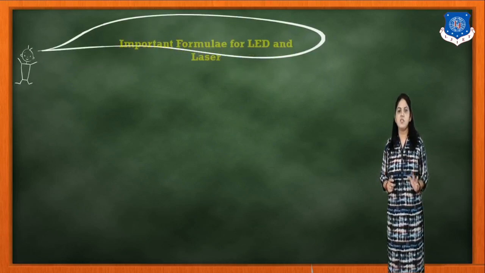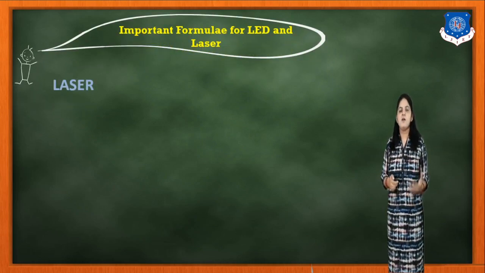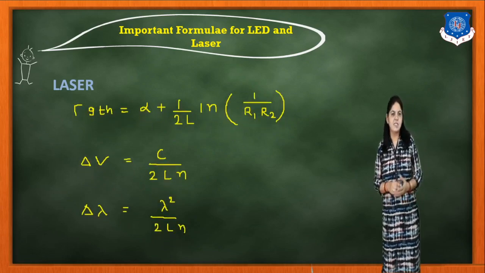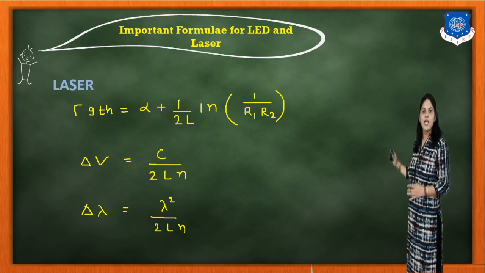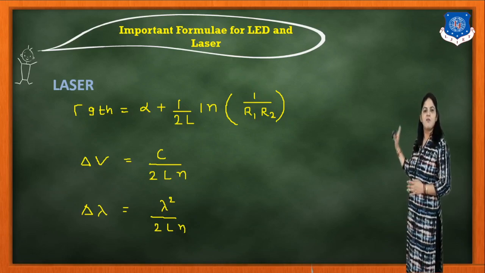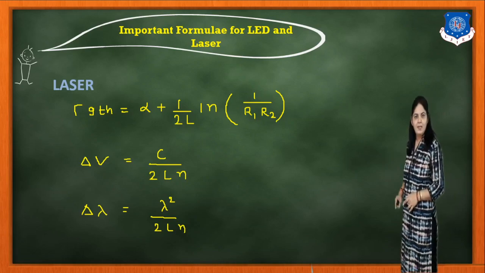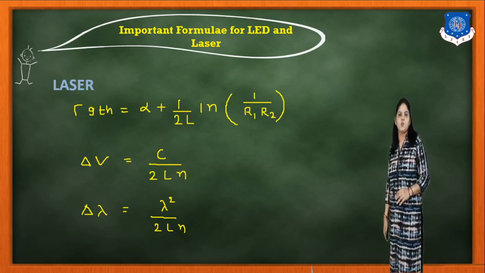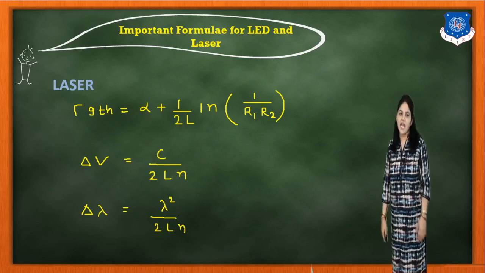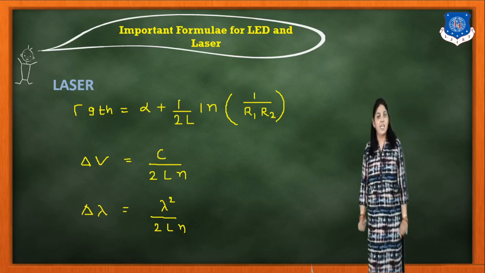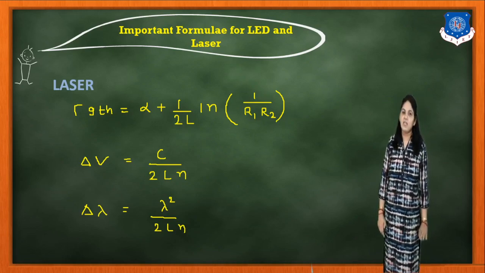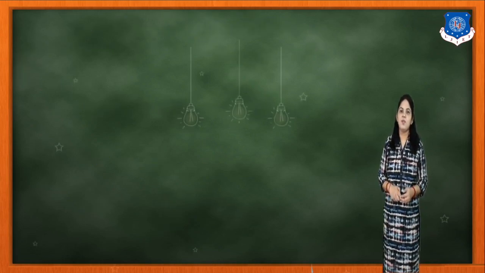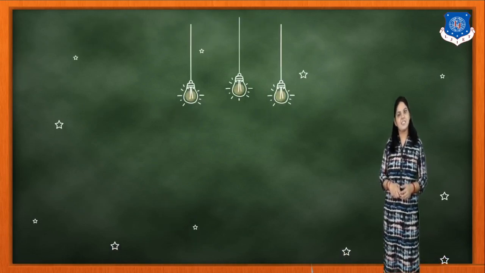Now the formulas for the laser. The gamma threshold, gamma th, is equal to alpha plus 1 upon 2L ln of 1 upon R1 R2. Delta nu is equal to c upon 2nL, and delta lambda is equal to lambda square upon 2nL. So this is everything related to the optical sources that are required in optical fiber communication.